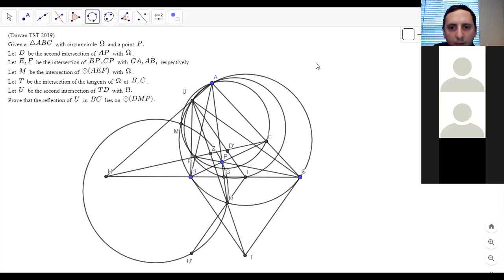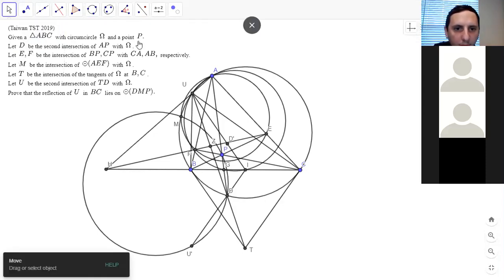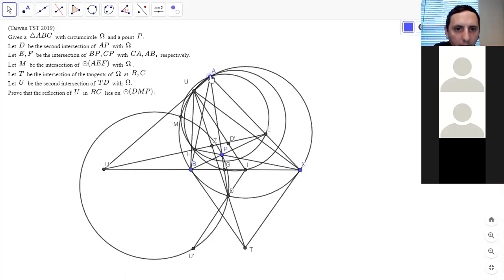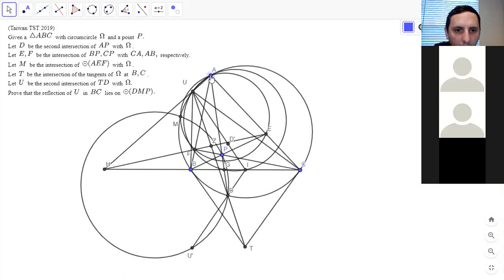It can't pass through M. Let's see. AMGI. It looks like it passes through M. Oh, it doesn't pass through M. Oh, whoops. AU, okay, so it's just AUGI. It's my bad.